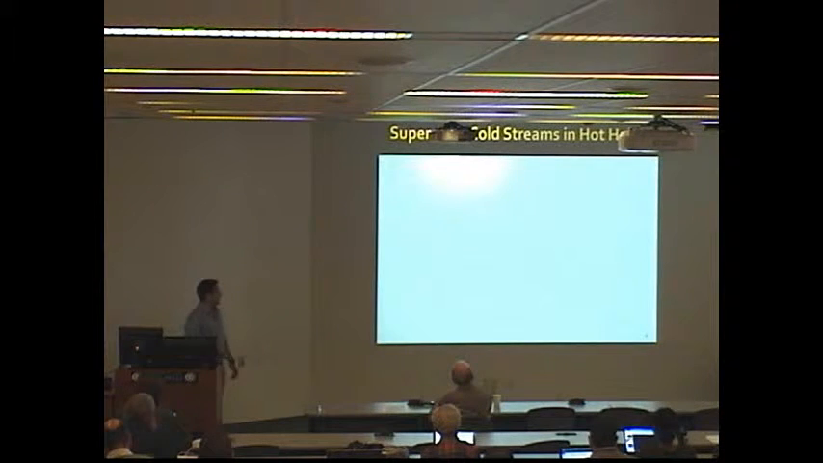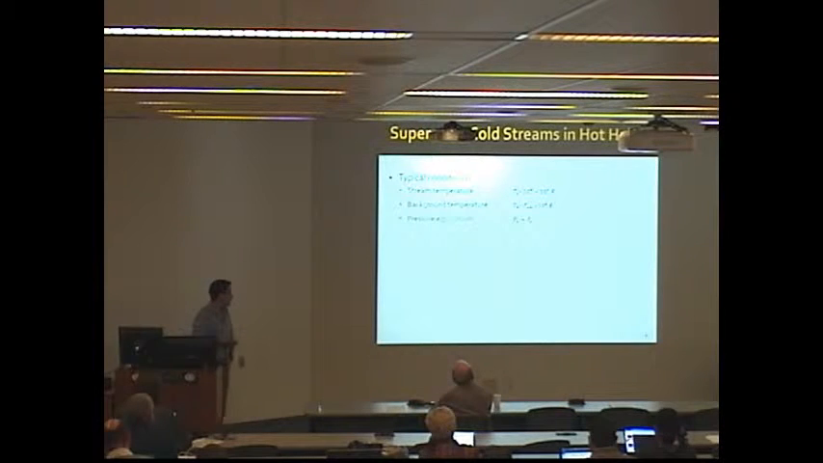So a supersonic cold stream in a hot galactic halo, the typical conditions would be a stream with a temperature of 10,000 to 100,000 degrees. That's pretty much determined by the cooling function. Then we have the background temperature, which is just the virialized gas, so it's at around 1,000,000 degrees. And it's very reasonable to assume pressure equilibrium. So that tells us what the density contrast between the stream and the surrounding material is. That's a factor of 10 to 100.